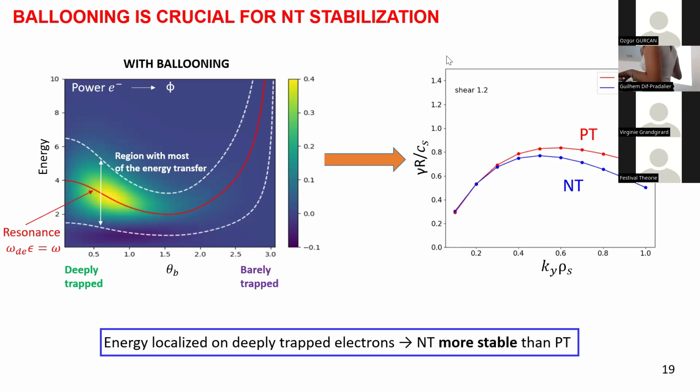In particular, we can notice that here the integral of omega d over theta b is higher for negative triangularity than for positive. Here instead, with ballooning, the situation is opposite. The integral is higher for positive than for negative. Far from instability, we can model this far from resonance, so far from gamma equals 0.